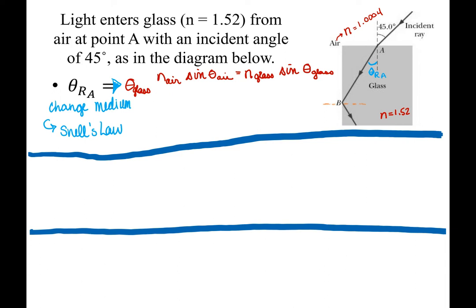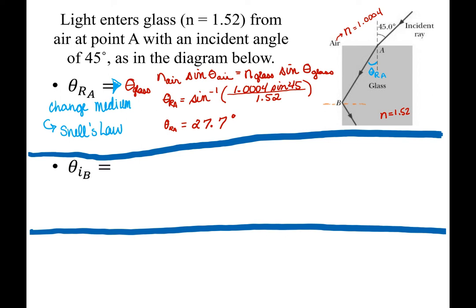Okay, so doing a little bit of algebra and substitution all at once, we can say that theta RA, which was theta for the glass, is going to equal the inverse sine of taking n for air, 1.0004, times the sine of 45 degrees, and dividing that quantity by n for the glass, which is 1.52. Then we take the inverse sine of that whole thing, and I want you to punch this through your calculator, and in doing so, you should get 27.7 degrees. If you get 27.8, you typed in the value for the glass index of refraction incorrectly. Double check.